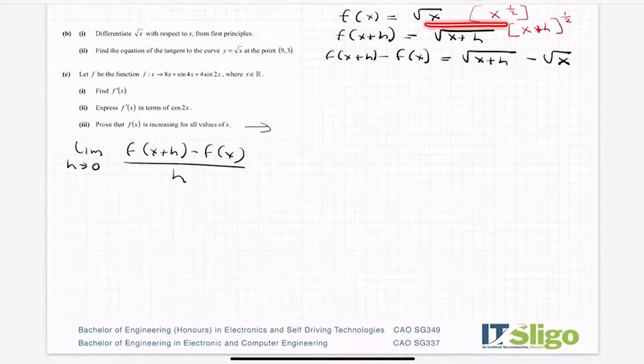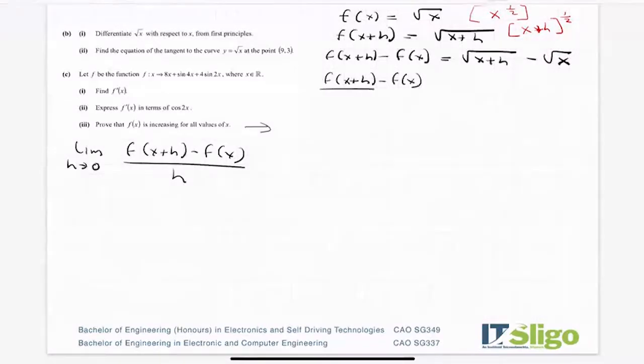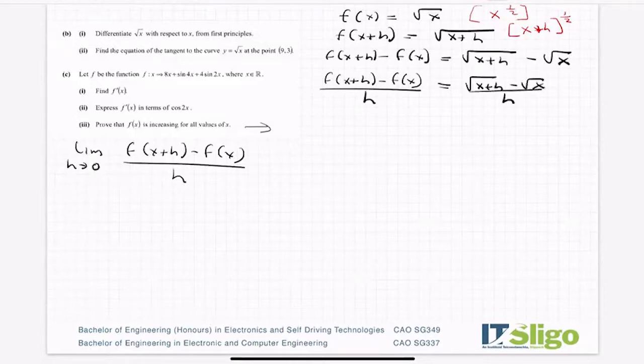How do you know which way to do it? Well, sometimes it's trial and error. Sometimes you just have to try it both ways and see which way makes more sense. So probably when I did this first, I would have done it both ways. I normally do, just to see which one makes more sense. So I'm getting root x plus h minus root x over h.